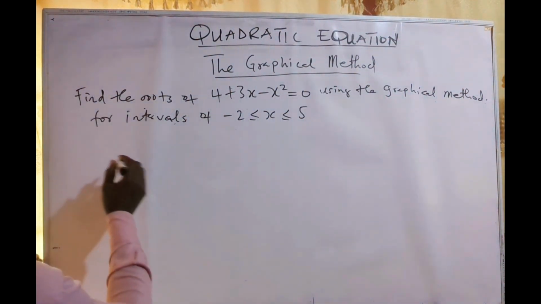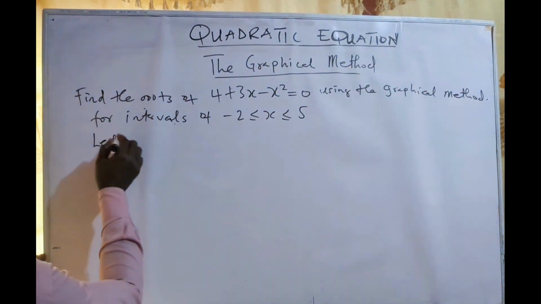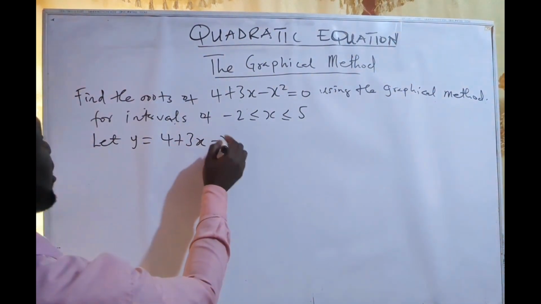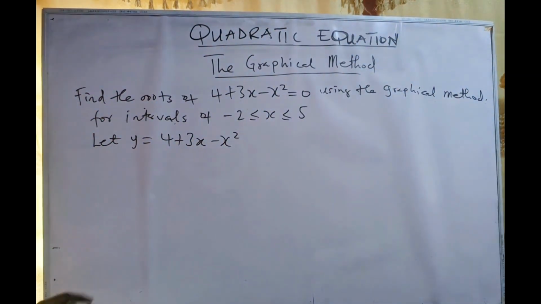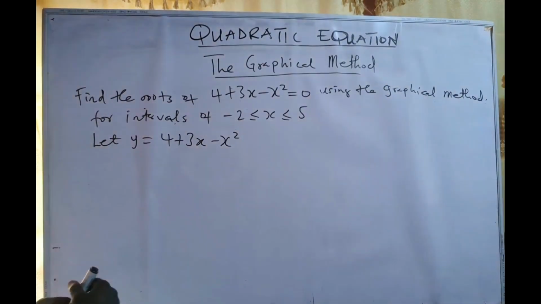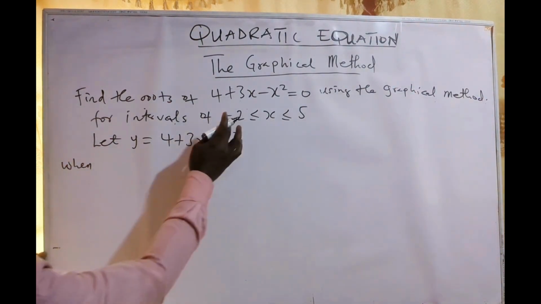Okay, so first of all, we say let y be equal to 4 plus 3x minus x squared. Here the coefficient of the x squared is negative, so we are going to get a maximum curve. And what is the interval of the x? So let's start from negative 2 to 5.